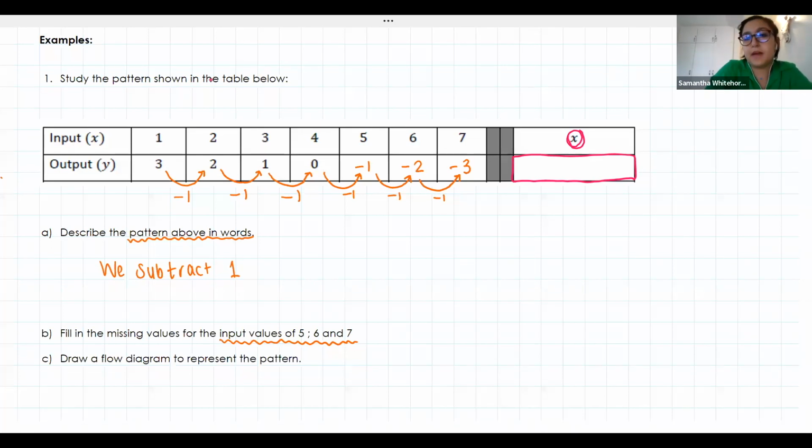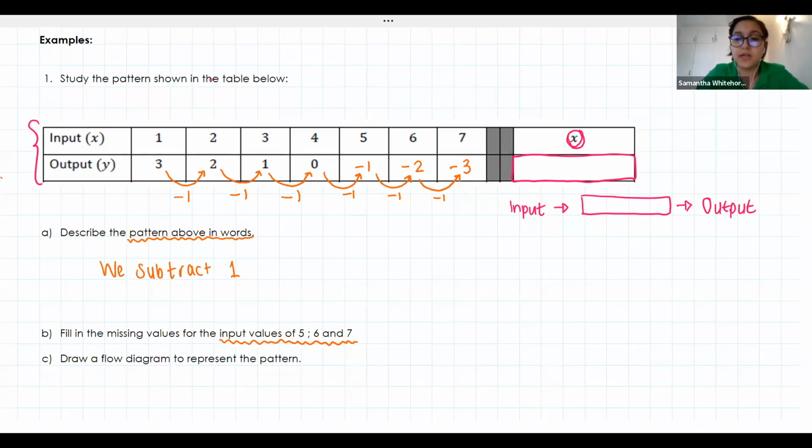Now, remember, if you think back to your flow diagram, we always start with our input. We apply some rule to our input. We don't know what that rule is. We might be adding stuff, subtracting stuff, dividing stuff, and we get an output. And this rule must apply to all of the inputs and outputs I've given you in the table here. Okay, now a good place to start is always with what you are adding or subtracting. So in this case, we're subtracting 1.